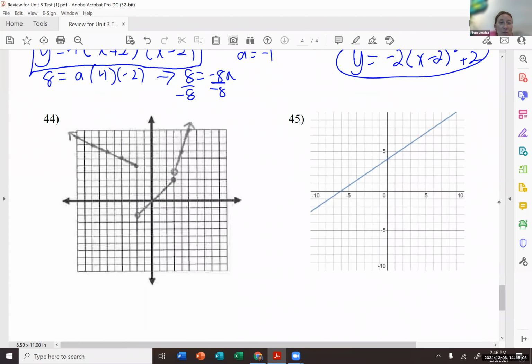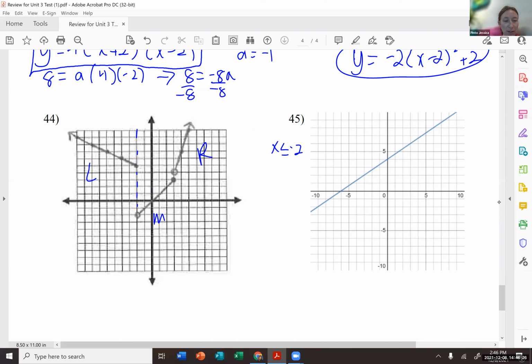Okay, 44. Oh, it's a bunch of pieces. I'm guessing it's a piecewise. Not guessing, I know. And cool, the slope is kind of bolded for me. So the first one on the left, middle, and right. On the left, x is less than or equal to -2. Oh, -2 has the closed circle.